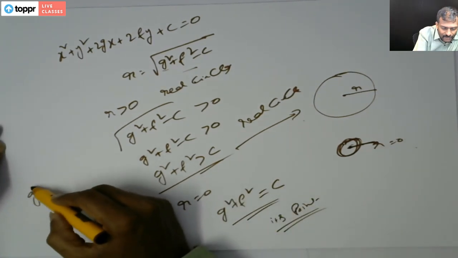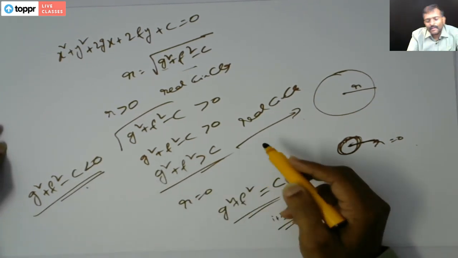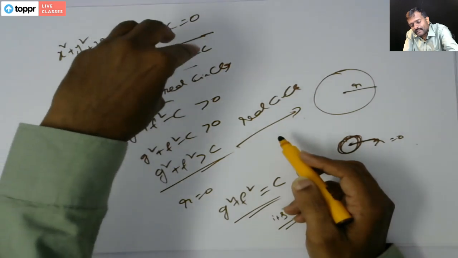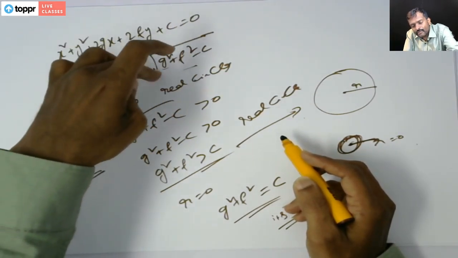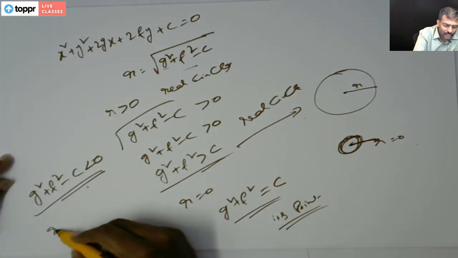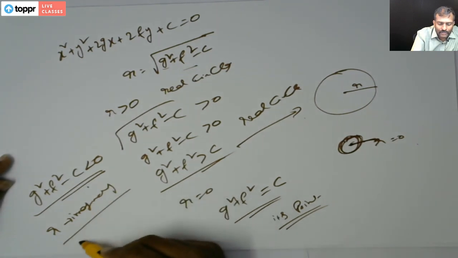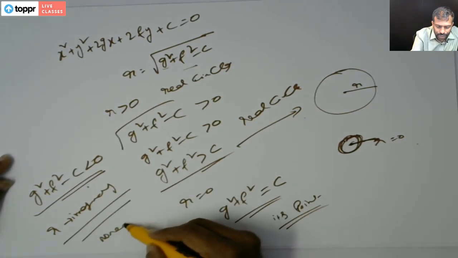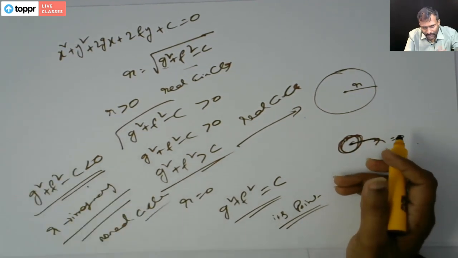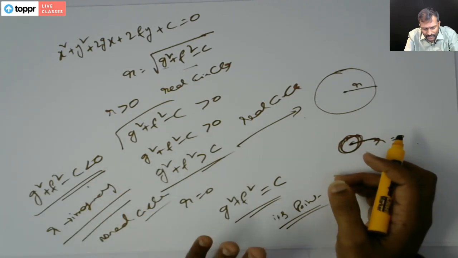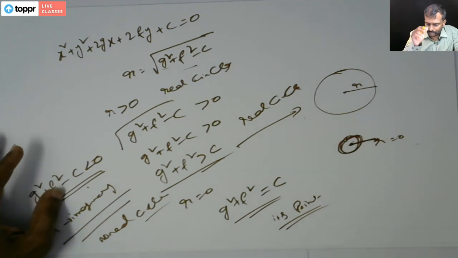Similarly, when g square plus f square minus c is less than 0, meaning the value inside the root is negative, then there is no real radius. This is an imaginary radius. So there is no real circle. The circle will be imaginary, we don't know in which dimension it goes, but it is an imaginary circle. There is no real circle because the radius itself is imaginary.